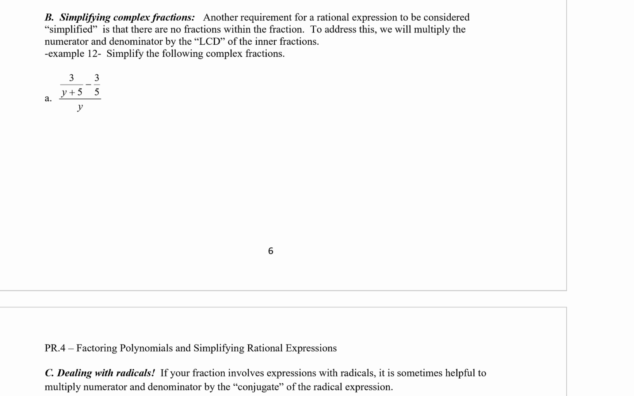A. We have the following complex fraction. 3 over y plus 5, and from that rational expression we're going to subtract 3/5, and that's going to be all over y. So now, in order to simplify this complex fraction, I'm going to multiply by the LCD of the inner fractions. In that case, it's going to be 5 times the quantity y plus 5.